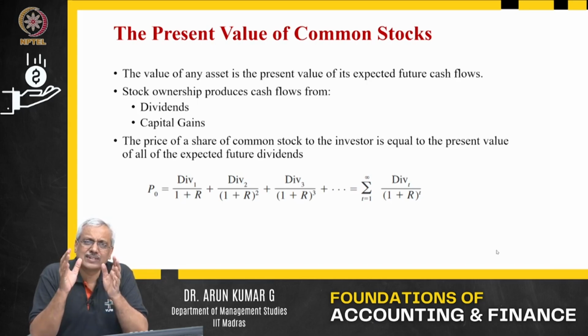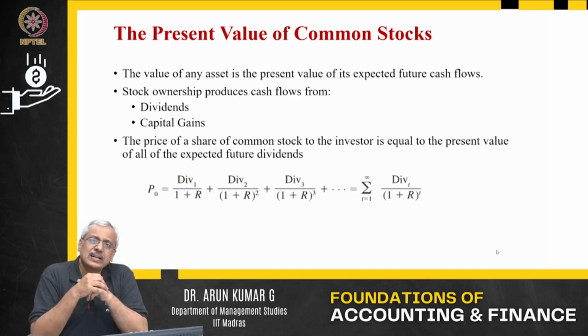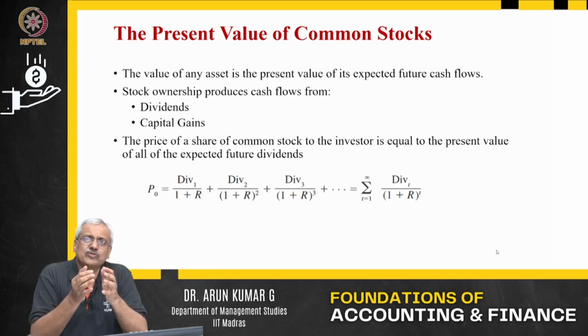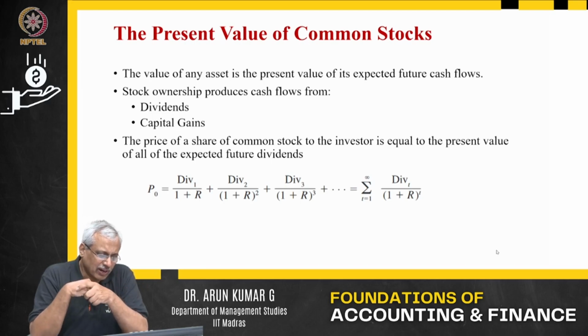So, when you talk about return, return can occur in two forms. There can be dividends in a common stock. There can be what is called the capital gain that can occur in a common stock. These two combined aspects are what we call the return that I am getting in a stock, and the cash flows that occur due to these are what we use for valuation.